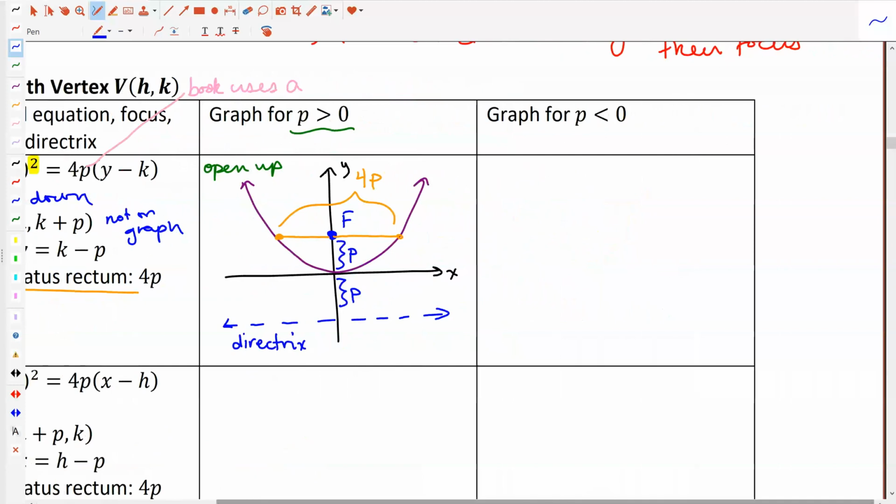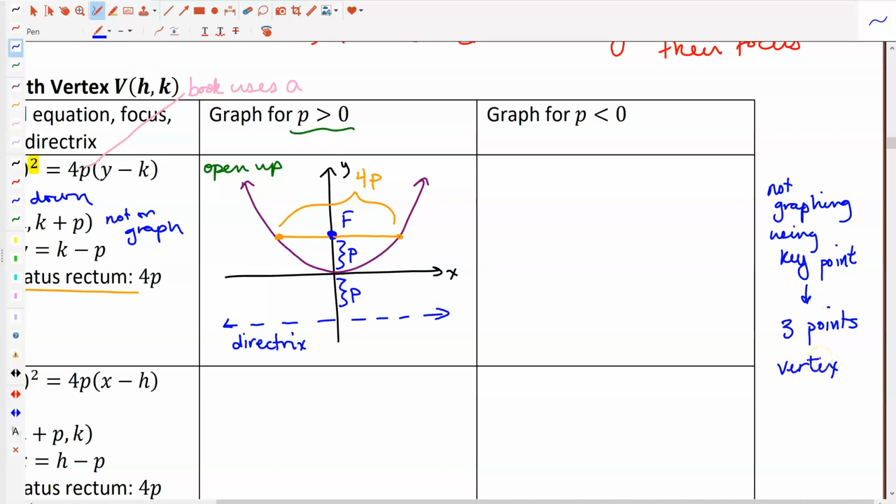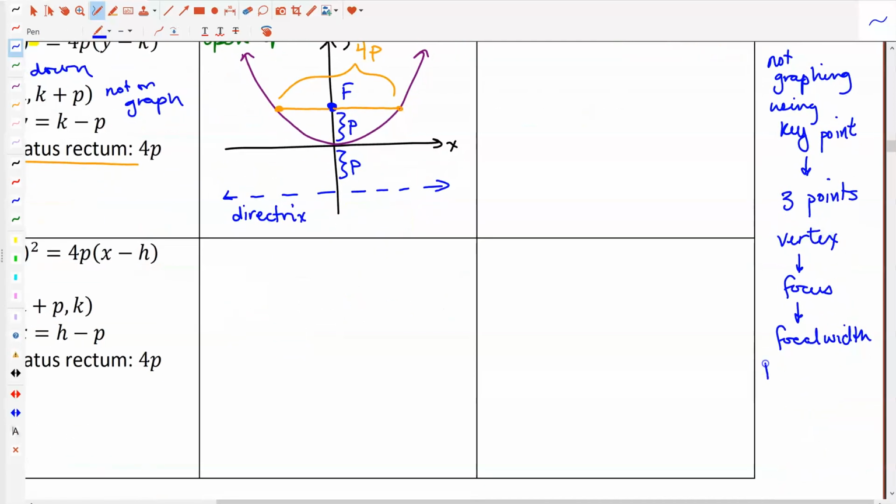So when we're graphing these things, we're not going to be graphing using the key points anymore, like we did earlier in the course. So nope, not using key points anymore. We are now doing 3 points to graph these. So the vertex is still going to be important, still going to need to find that. But from there, we are going to use the focus, and specifically that focal width, along with the focus to get our 2 additional points.